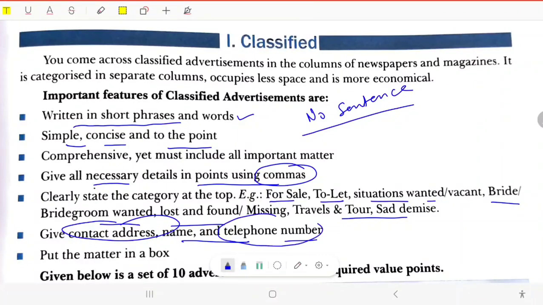Though for certain categories of advertisement we don't give a telephone number. Let's say we avoid giving a telephone number in matrimonial advertisements. Instead of a telephone number, there is a PB box, a post box number. This facility is provided by the newspaper for a little extra amount. We'll discuss this also. And then we have to put the advertisement in a box. So let's see through examples how we write an advertisement.